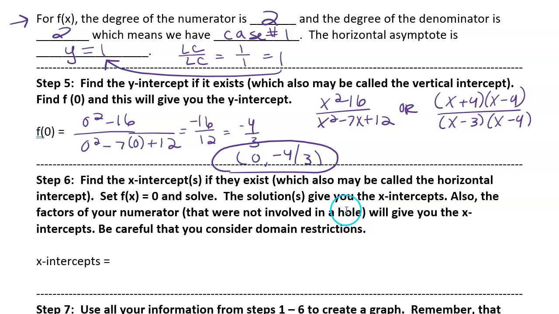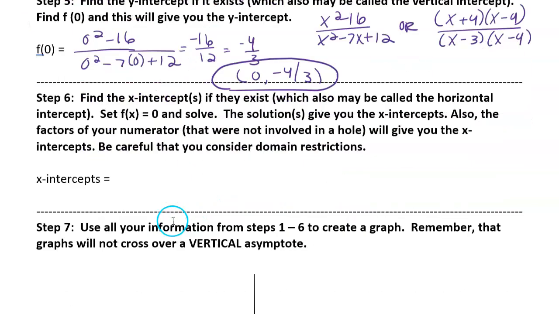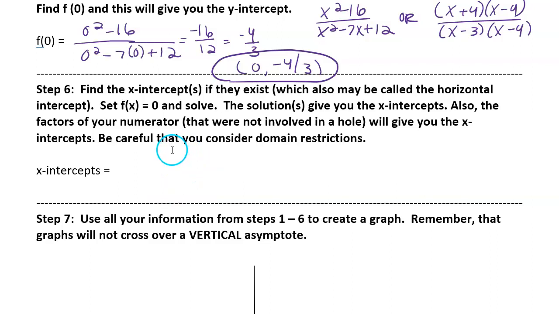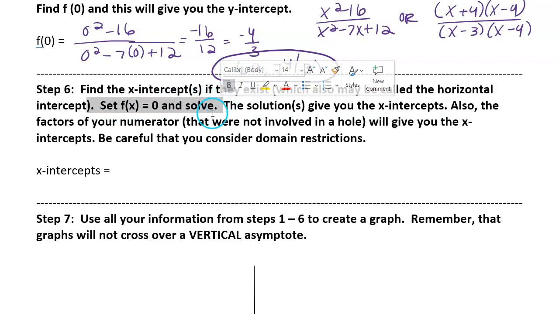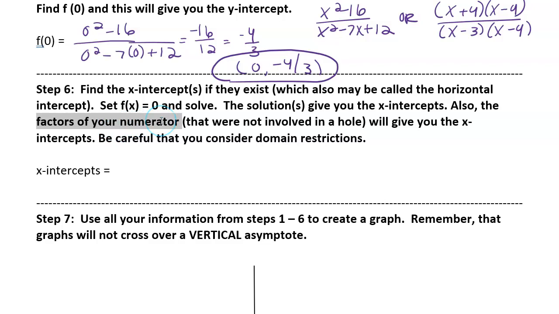All right, so moving down to step 6, we're going to find our x-intercepts. Technically you're setting your function equal to 0 and solving, but there's a little trick that students like a lot, and that's the factors. You can look at the factors in your numerator that were not involved in a hole. These will always give you x-intercepts.